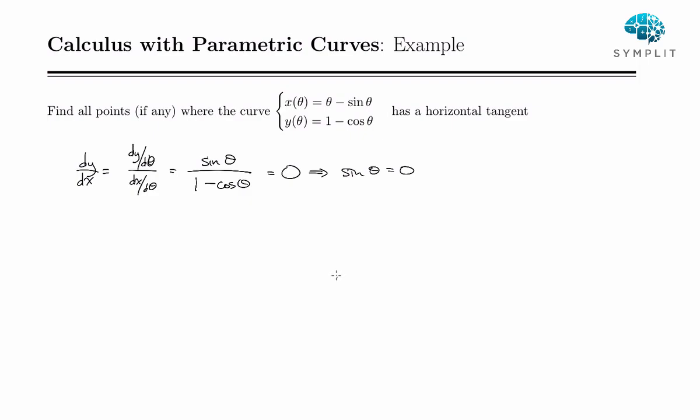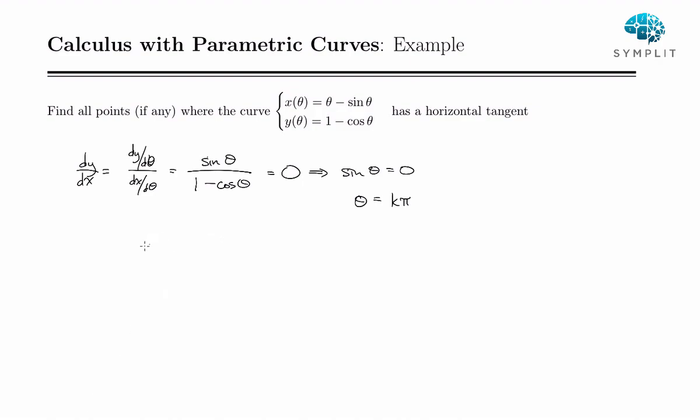Well, notice that when sine of θ is equal to 0, that means θ is equal to some multiple of π. Also notice, however, that at every even multiple of π, cosine of θ would then be 1, and then we'd be dividing by 0. So we need to find out what's going to happen there at those even multiples of π.